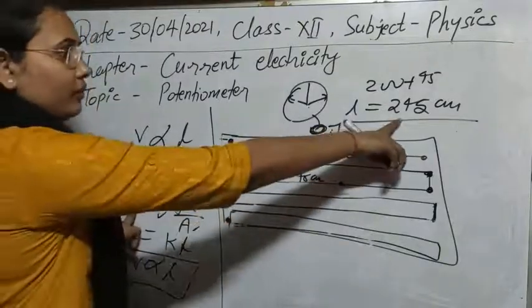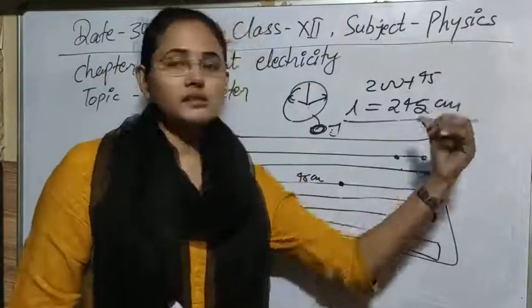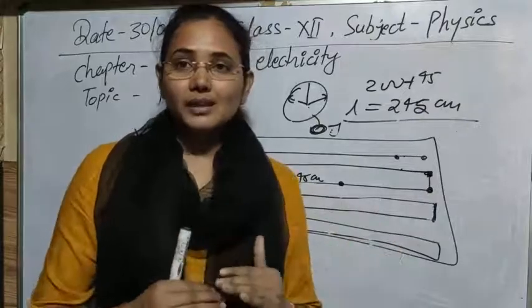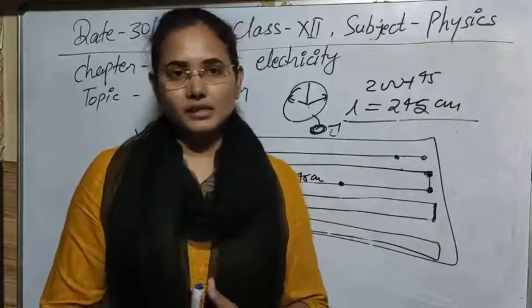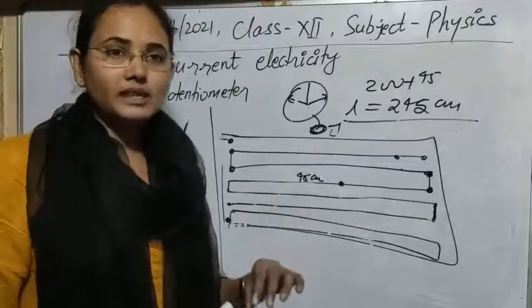particular length when the current in the circuit is 0. So it means that this device can measure accurately the EMF of any cell. So we are using this device to measure the EMF of any cell.